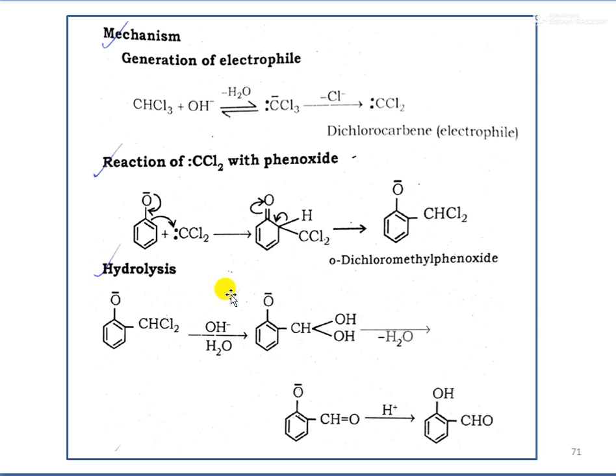And the third step is the hydrolysis. There is excess OH minus in the medium, and this will come and replace all the chlorines. There are 2 chlorines here. So 2 OH bonds will be formed here, but this is not stable. So a water molecule will be eliminated and we get an aldehyde group here, a CHO group. Again there are H plus ions in the medium which will come and attach to the phenoxide O minus, and we get salicylaldehyde. This is the mechanism.